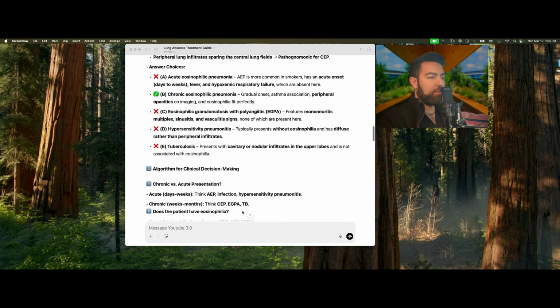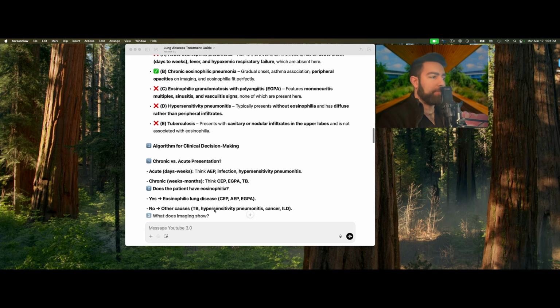If you just look at the time course and all these other options, you could divide these options into how they would present based on time course. For example, AEP, infection, hypersensitivity pneumonitis, these are more kind of a days to weeks presentation. The chronic presentation diseases would be like the CEP, the EGPA, the TB. Those would be more chronic.